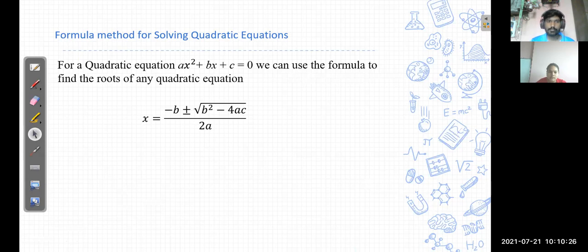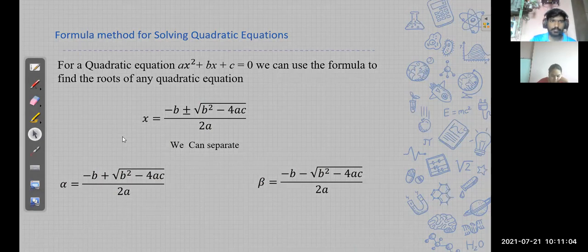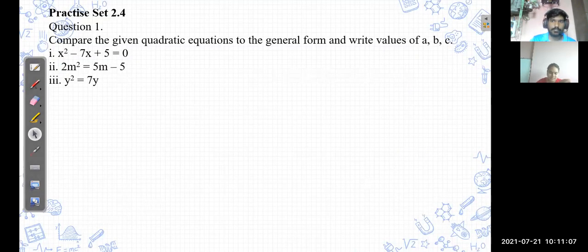What is alpha? There's no need to write, but I'll just tell you what it means. Alpha and beta are nothing but roots. When you solve this, basically it is the same thing. These both are the same thing. It's just that we have separated it with plus and with minus. Whatever answer you get with the plus one is called alpha, and whatever answer you get with the minus one is called beta. Okay, don't write it. That's not important. I wrote it.